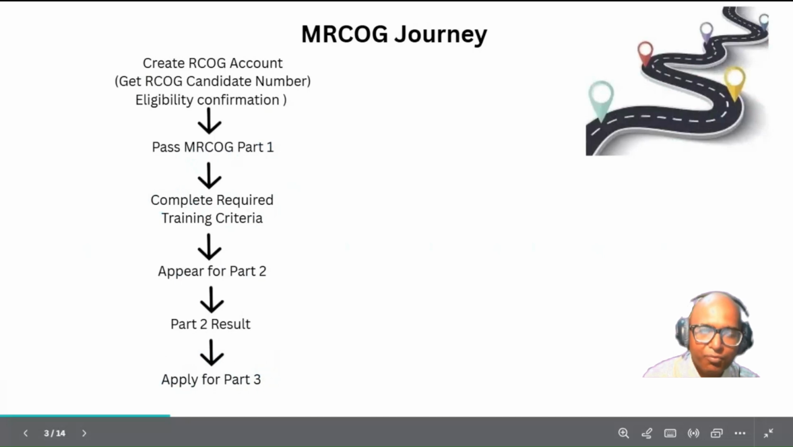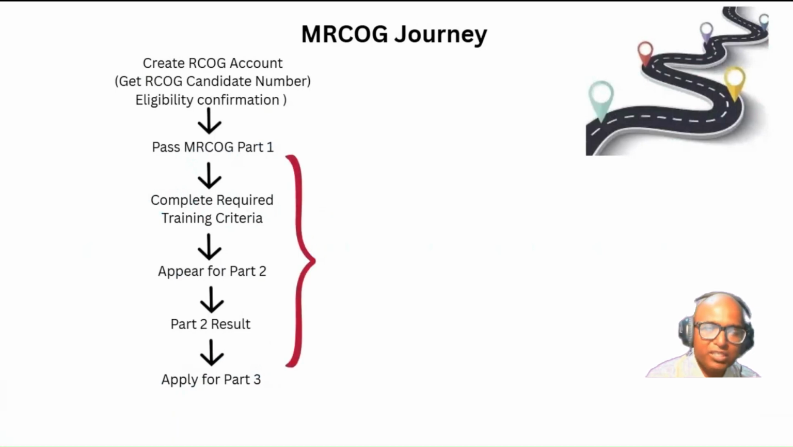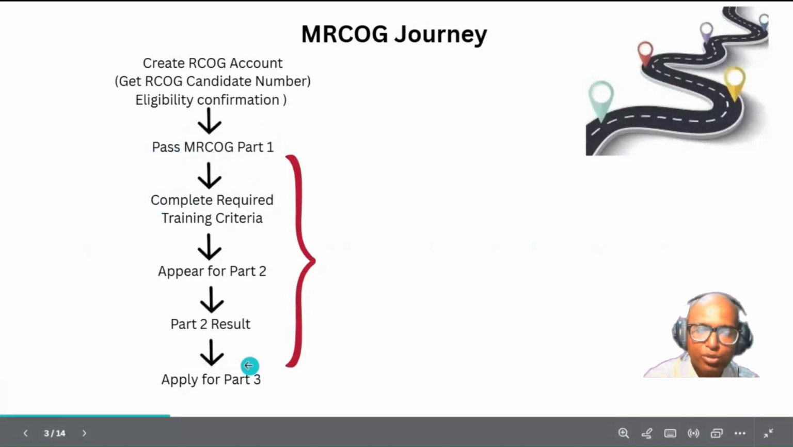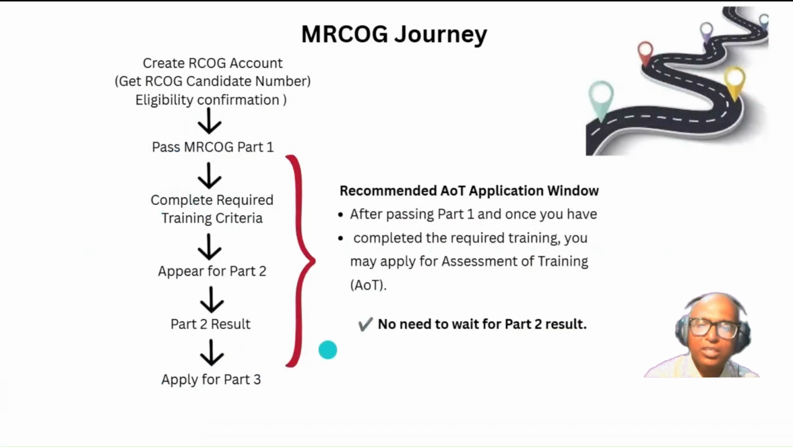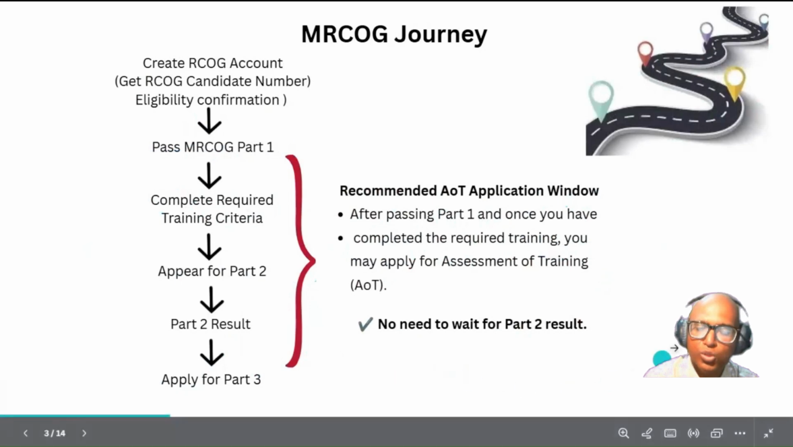Okay. Now, when can you apply? Okay, for AoT, that is the assessment of the training. So there is an application window. This application window is once you have passed your part 1 of MRCOG and before you apply for part 3 examination. Okay, so this has nothing to do with your part 2 result. Okay, so recommended AoT application window is after passing the part 1, and once you have completed the required training, you may apply for the assessment of the training. There is no need to wait for part 2 results. Okay.